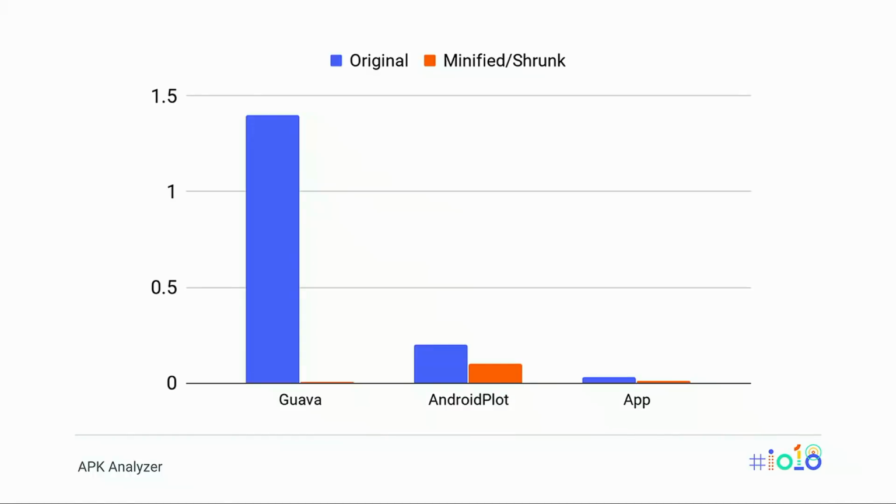Again, I've created this graphic for you to make this a bit more visual. And as you can see, Guava nearly disappeared. AndroidPlot halved, and my app also turned into this little sliver there. So it was a bit of a journey, but it really, really paid off.